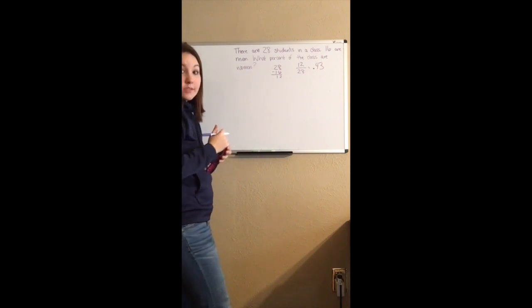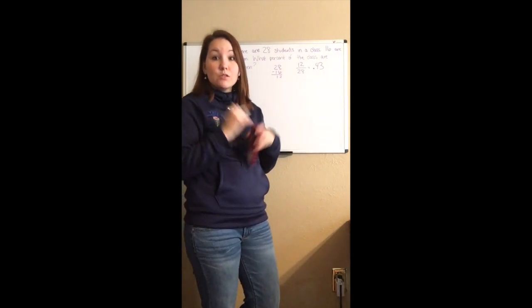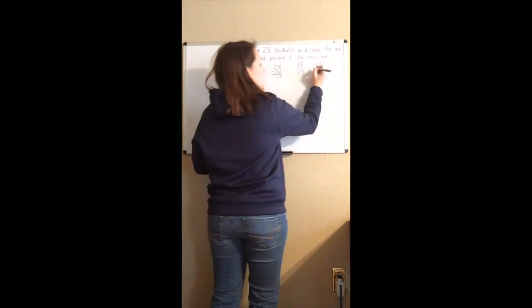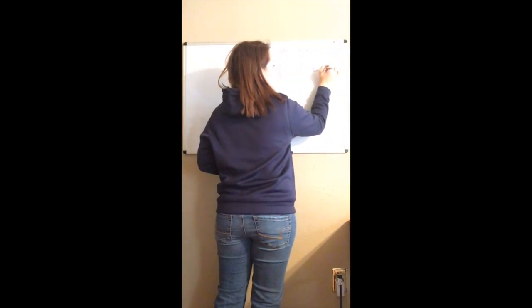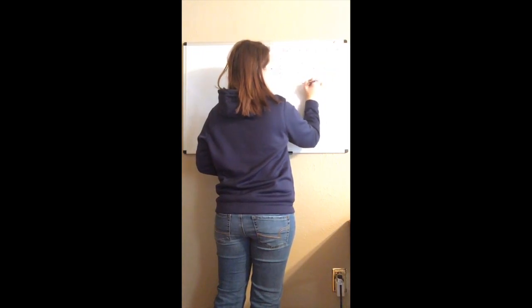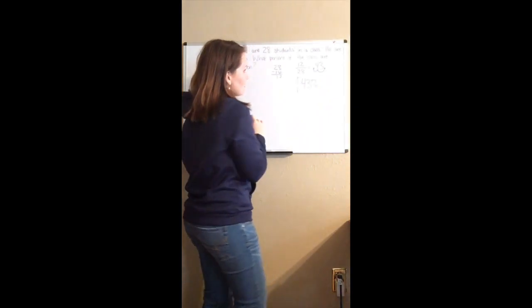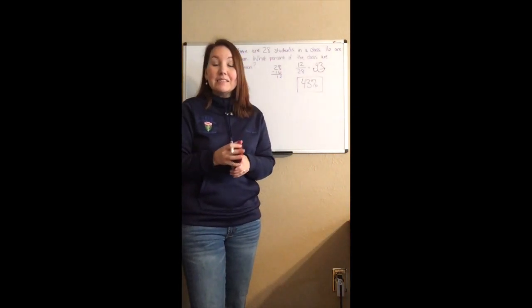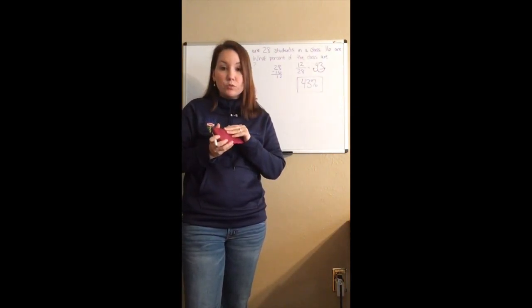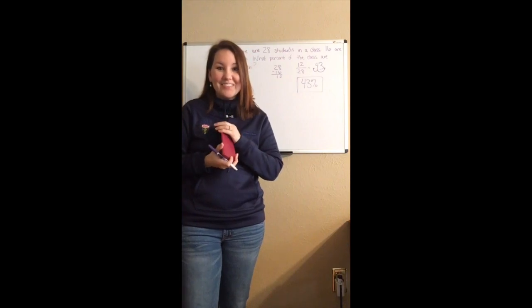So then if we want to make it a percentage, we just move 2 decimal places to the right, opposite of converting to a decimal. So this becomes 43%. So 43% of the class are women. All right, so I'm going to give you 2 examples to do on your own, and we'll review them together.